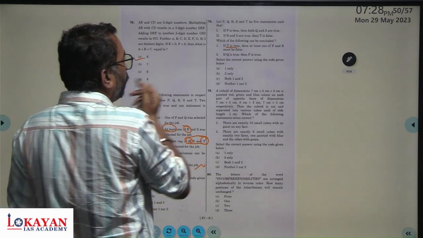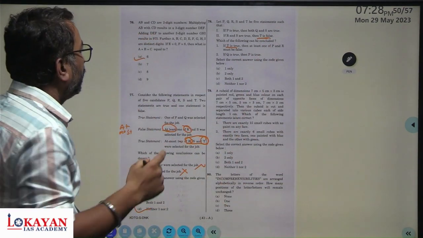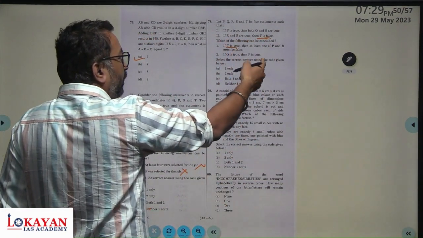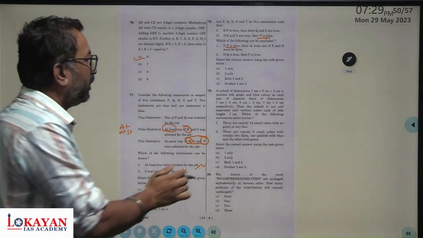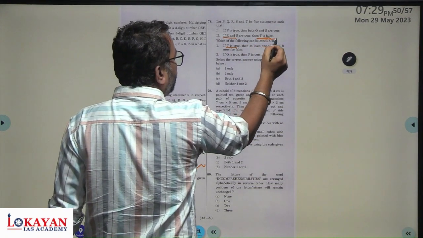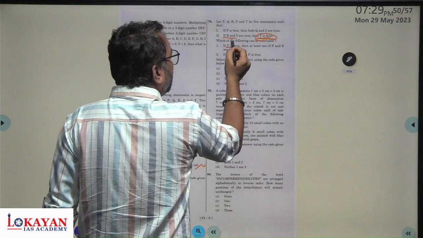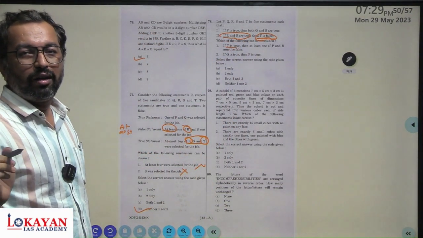Now, we know when T can be false. When can T be false? When R and S are true. But in logic, the vice versa thing doesn't work. If this happens, then this happens. But if this doesn't happen, that doesn't mean the other doesn't also happen. Understood?